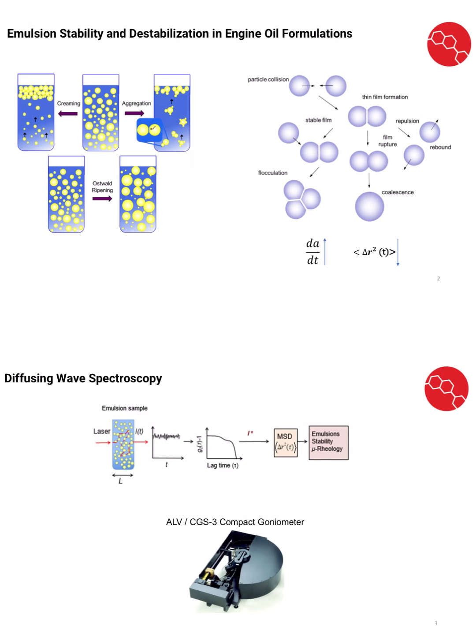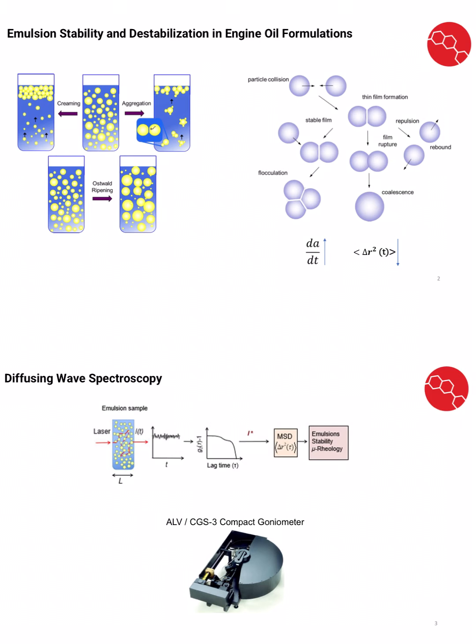In my graduate research, I use an ALV-CGS3 compact goniometer to analyze emulsion samples. Specifically, I work with water and oil emulsions containing engine oil treated with various surfactants to optimize engine oil formulations for specific applications. The ALV instrument is capable of dynamic light scattering, or DLS. However, when the mathematical model I am going to discuss today is applied, it is capable of DWS.